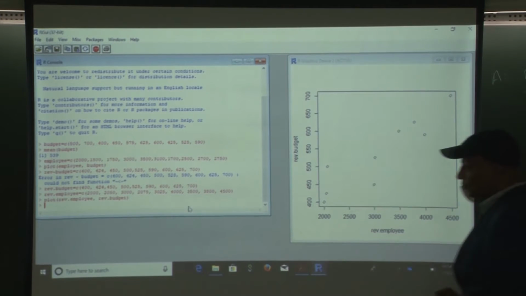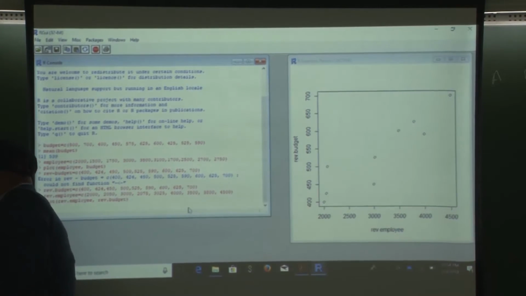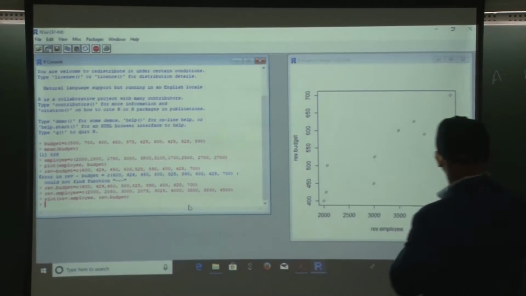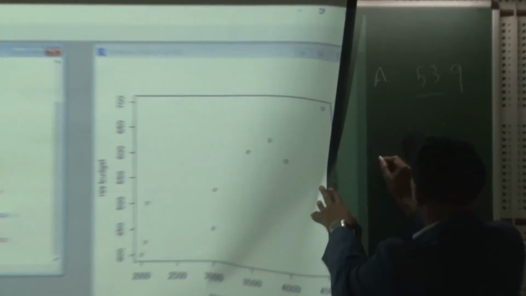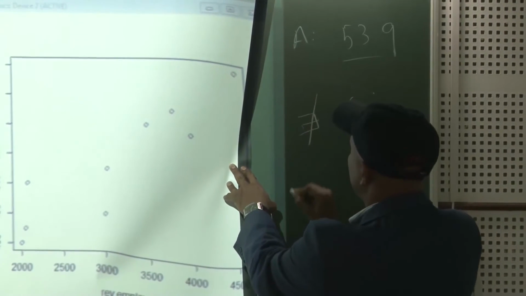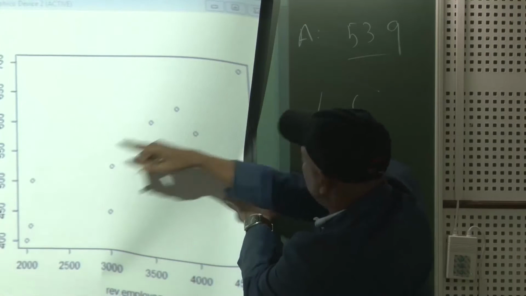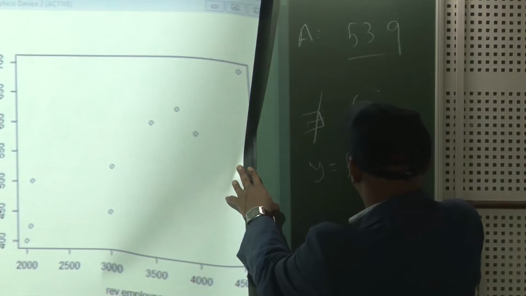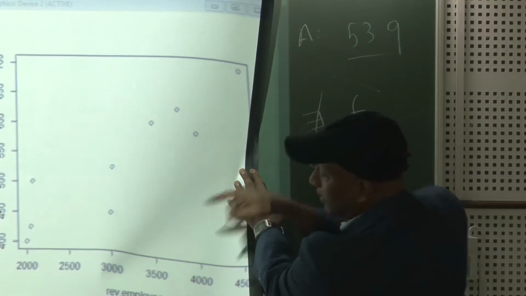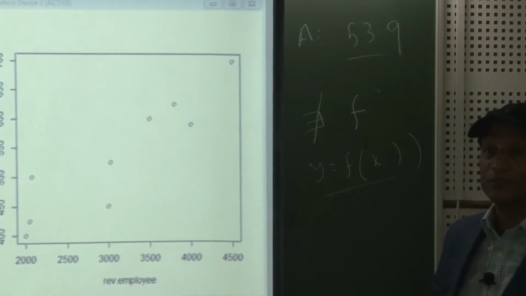So, just to use minimal mathematics, in other words, there does not exist any f for which, if y is the budget, that equals that function, and x is the employee, there does not exist any f which satisfies this thing.